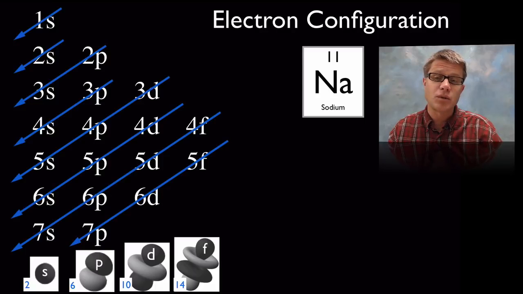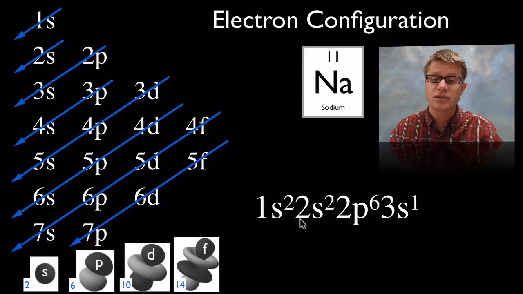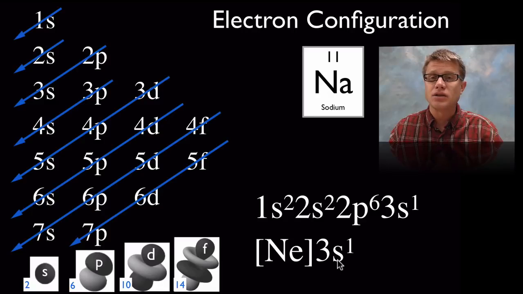Let's go to the next one. What about sodium, which is number 11? We've got 11 electrons. Well, we could write it out like this, 1s2, 2s2, 2p6, and then the next one goes in the 3s1, but you can see how long these electron configurations are going to get. And so we can abbreviate that. We could just say it's neon, put that in brackets, with the 3s1. So we just write the noble gas in there, and then we can add what's after the noble gas.